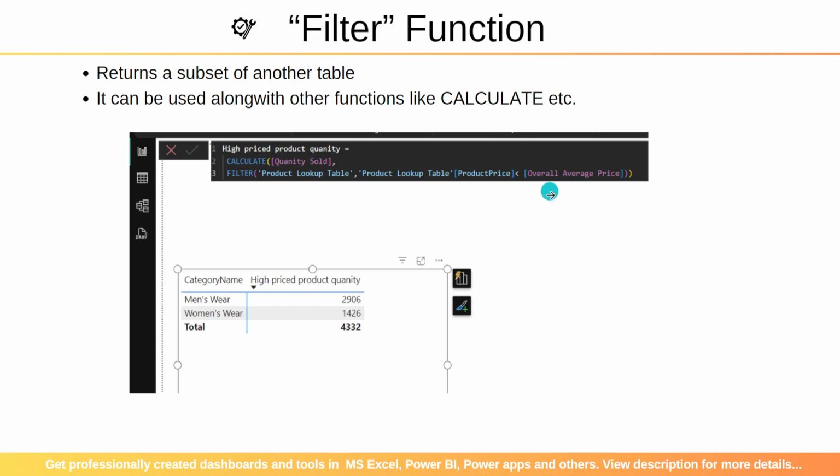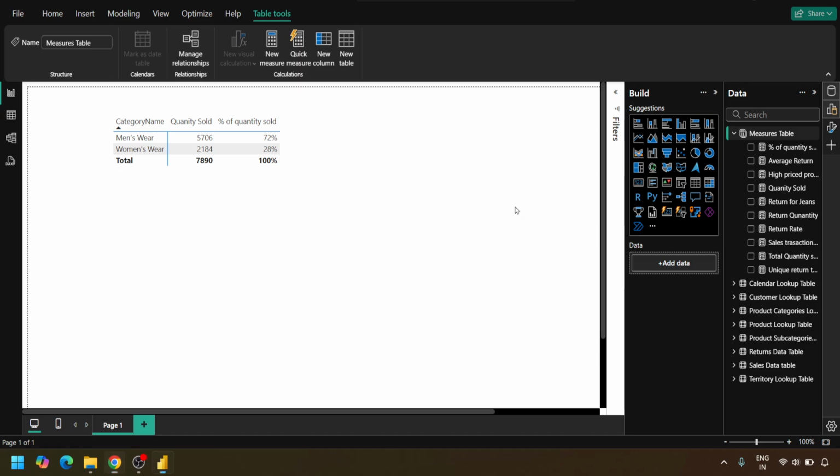For example, if I say our average price is less than $40 inside the product price lookup table, then it will bring an entire table where the price is less than $40. After that, we can use calculated columns or measures, like this calculate here, to calculate the quantity of those line items whose price is less than $40. So let's go into the Power BI live environment and understand this in more detail.